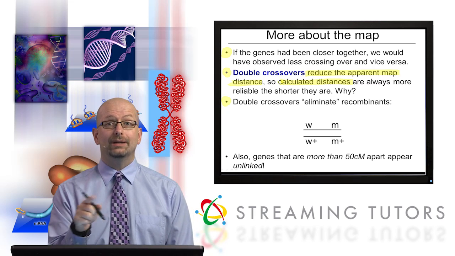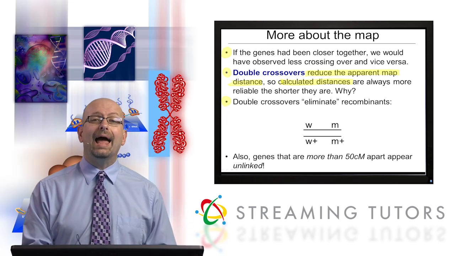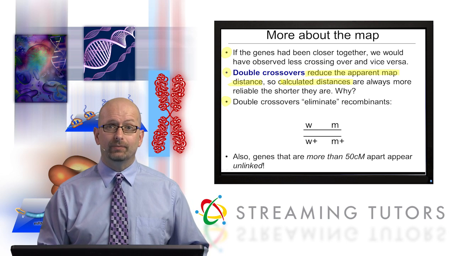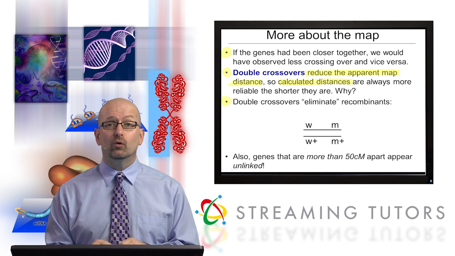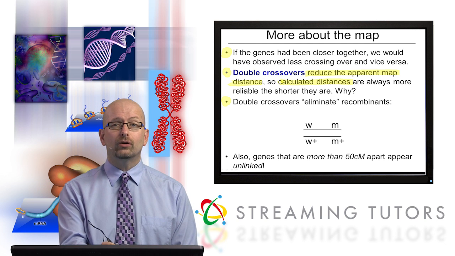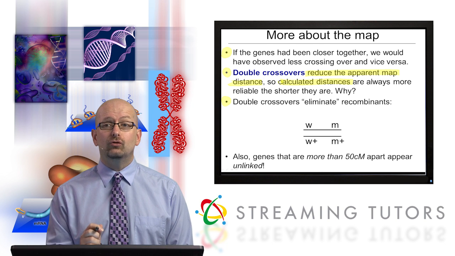Calculated distances, even the way we just calculated them, are always more accurate and more reliable the shorter they are. The closer together two loci are, that's the more reliable number. Why? The reason is because double crossovers eliminate recombinants. They don't really, but they eliminate our ability to see them.